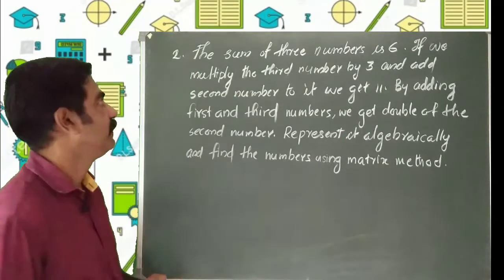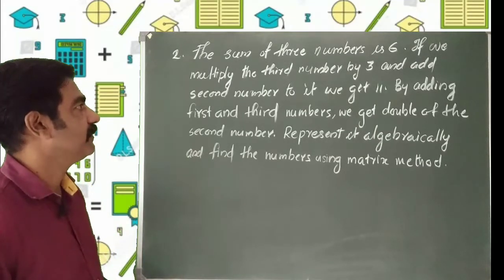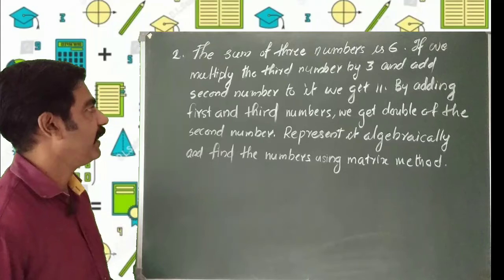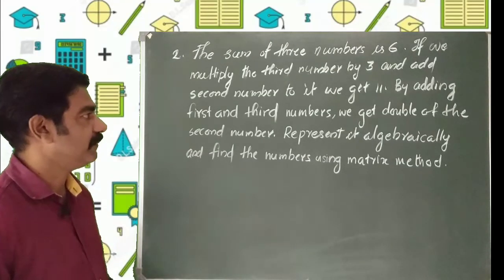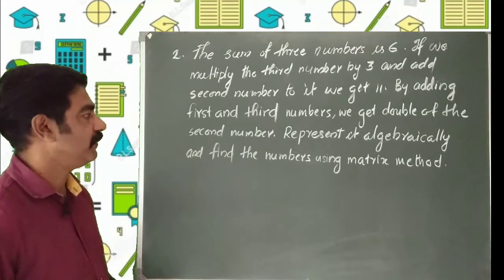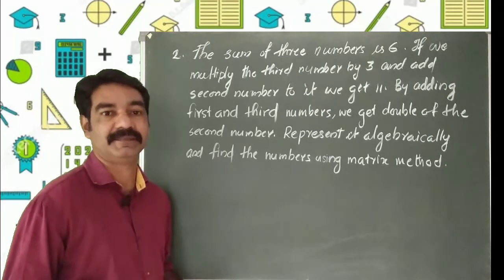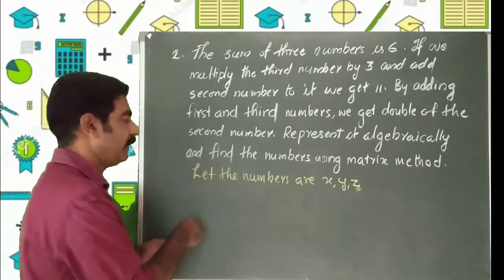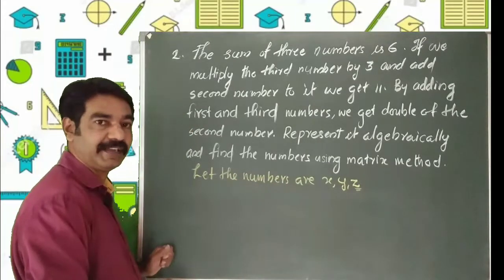Now another question. The sum of three numbers is 6. If we multiply the third number by 3 and add the second number to it, we get 11. By adding the first and third numbers, we get double of the second number. Represent it algebraically and find the numbers using the matrix method. See, let the numbers be x, y, z.